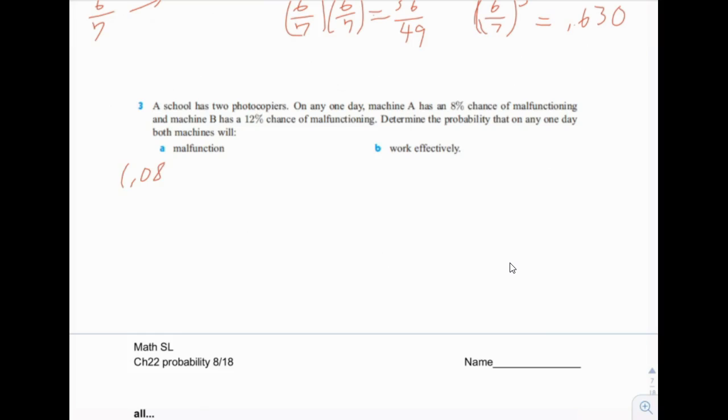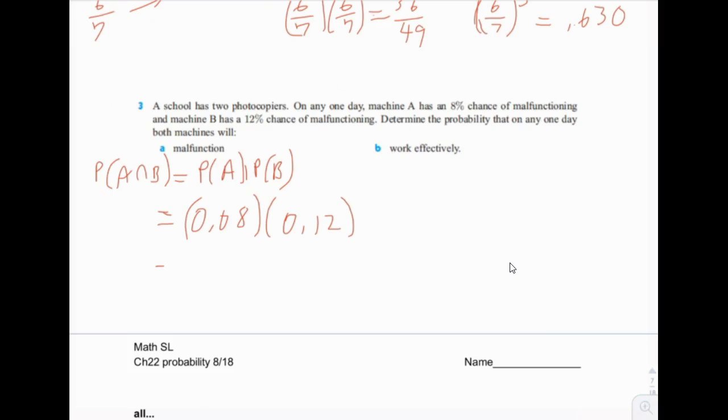So we can write that as a probability of A intersect B, right? Because the probability that A will malfunction intersected with the probability that B will malfunction, if we assume that the two are independent events, then we have the probability that A will malfunction, which is 0.08, and we'll multiply that times the probability that B will malfunction, which is 0.12. I just converted the percentages to decimals. So 0.08 times 0.12 equals 0.0096. Okay.